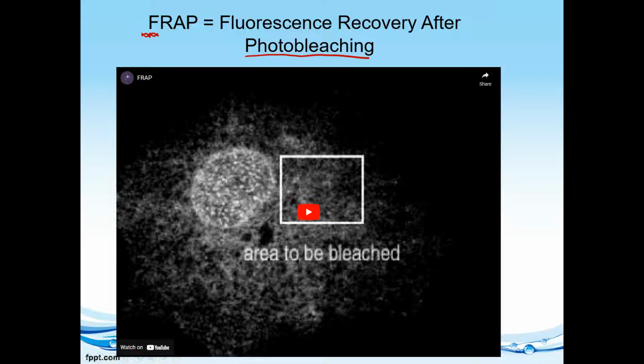I know my little thing is in the way. Fluorescence recovery after photobleaching. This is so cool.